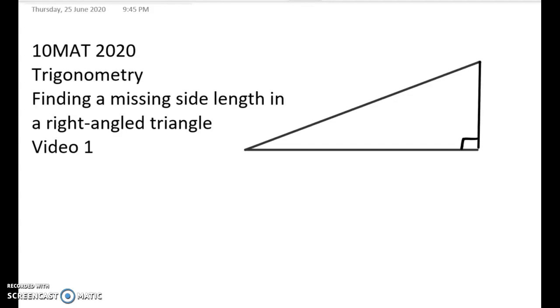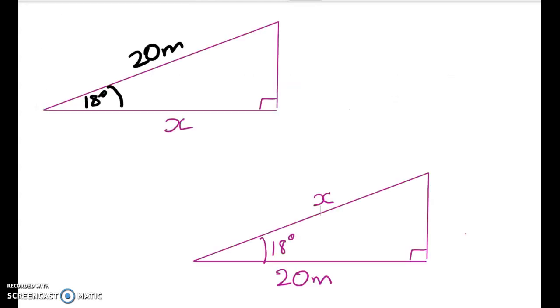Kia ora, Year 10. In this video I want to go over what we've done in class so far about how we can use trig to find a missing side length when we've got a right angled triangle. So in this video I'm going to look at the two different situations we get, one which is what we've called the easy one in class and one which is the trickier one.